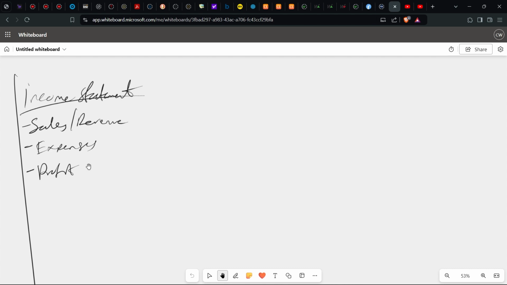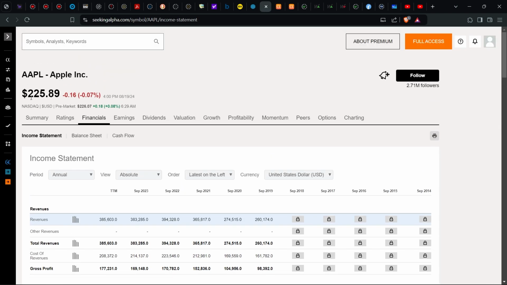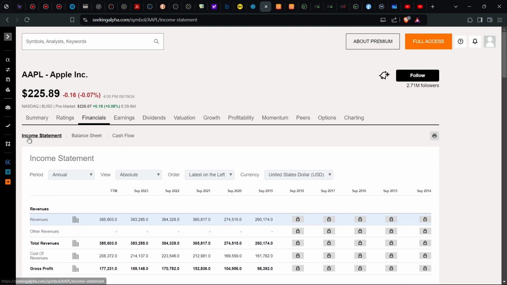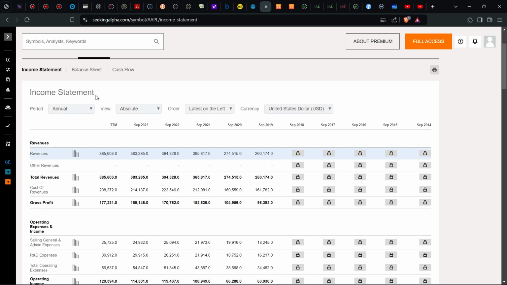Okay, now let's look at an actual income statement. Here we are. As you can see, this is the same website, the Apple balance sheet, no, rather the Apple company, and we are this time looking at the income statement. We'll also review income statements of other companies as we go, but I want to use this as a starting point. So you can see the income statement period. This is the annual one. View absolutes, and yeah, you can change how you want to view the numbers, which I'll come to just in a bit. Then order latest on the left. So as you can see, this is the latest annual report for 2023, year ended September 2023.